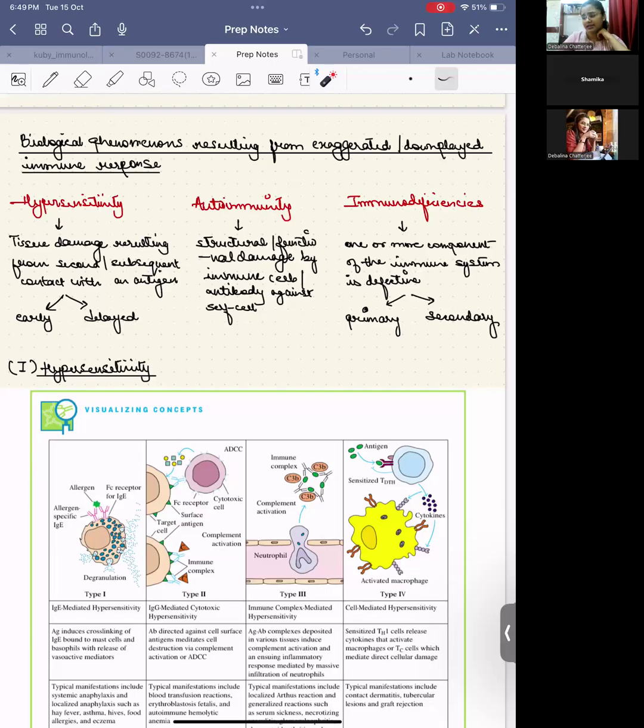So this results from an over exaggerated immune response. This results from my own cells mounting an immune response against my own body.